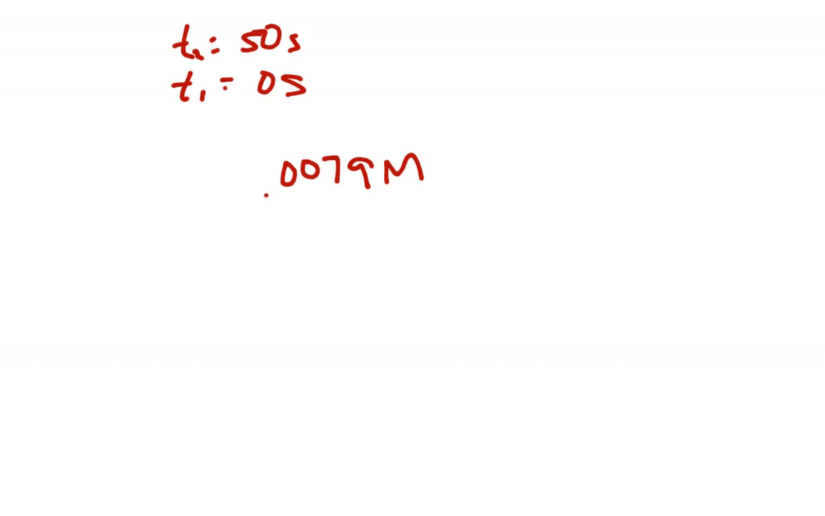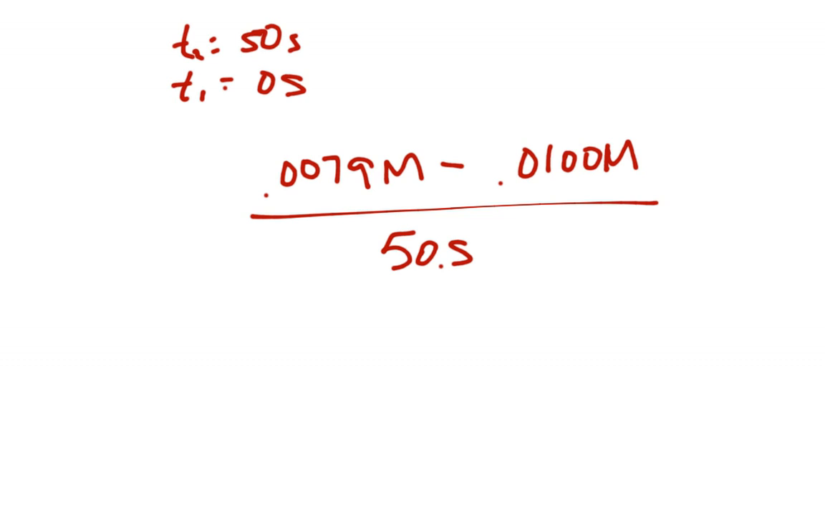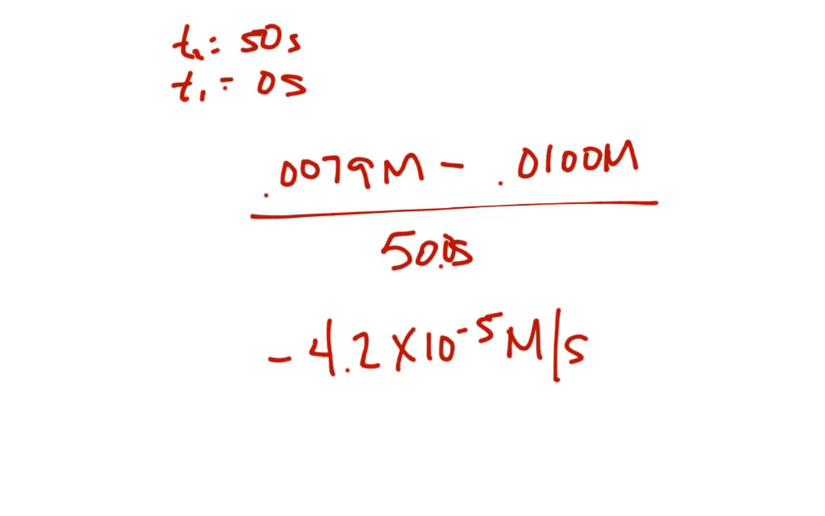molar minus 0.0100 molar over 50 seconds. Okay, we do that math and we come out with negative 0.42 times 10 to the negative 5 molar over seconds. Okay, and they kept it moles over liters times seconds. Either one is the exact same thing.